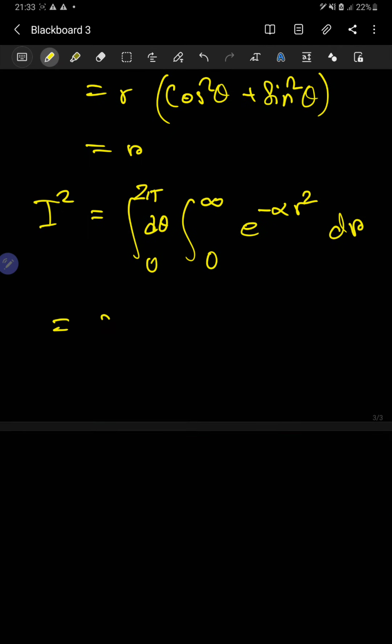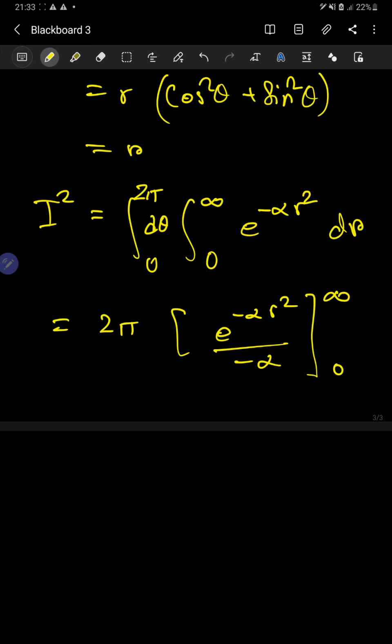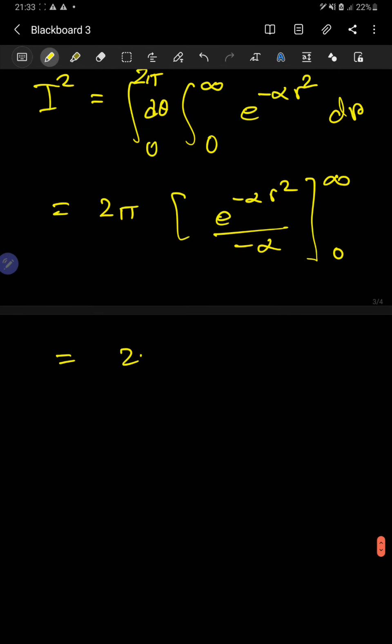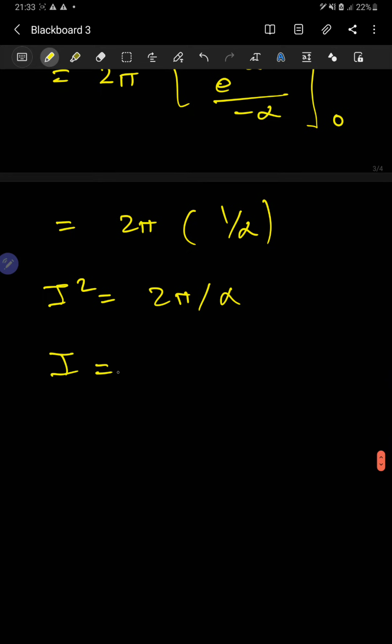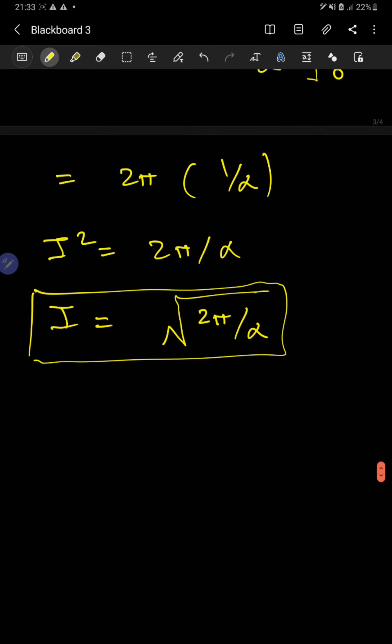So now the integral is very easy to do. r squared minus alpha, and you put the limit 0 to infinity, and after that you get 1 over alpha. So I squared equals 2 pi by alpha, and I equals square root of 2 pi by alpha. This is the result of the Gaussian integral.